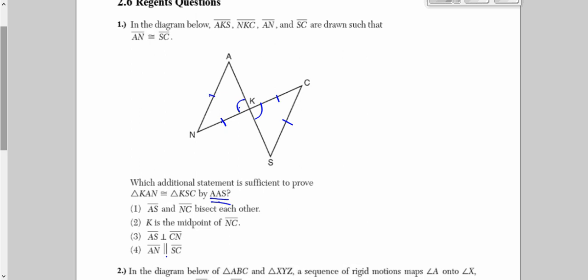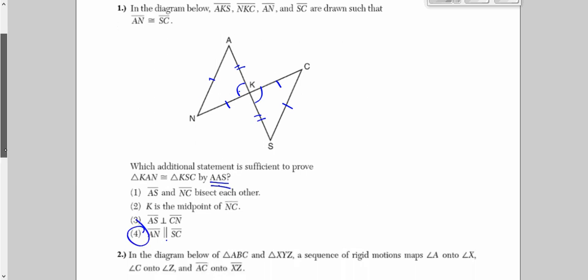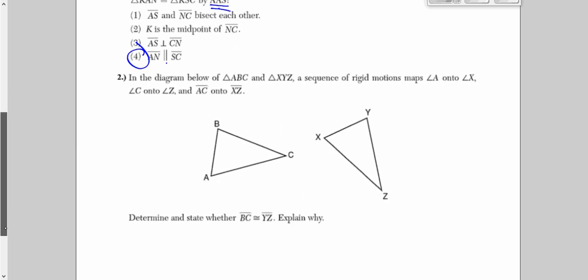Okay. Get rid of that. What about AS and NC bisect each other? Won't that kind of put us in a similar boat? Really? Well, that would be side, right? But they want an angle side, so the answer is 4. Okay, let's move along.